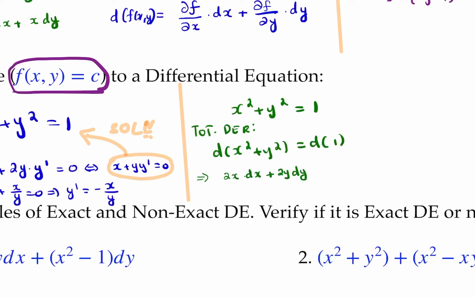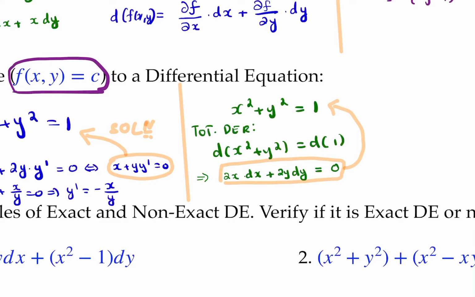That's my left-hand side. And the right-hand side, the derivative of 1 is a constant, so it's going to be 0. So now what we have here is a differential equation, for which this is a solution.